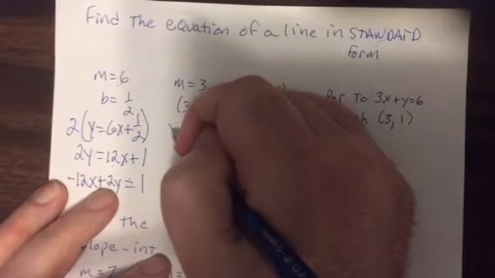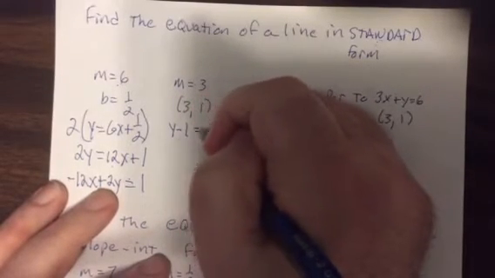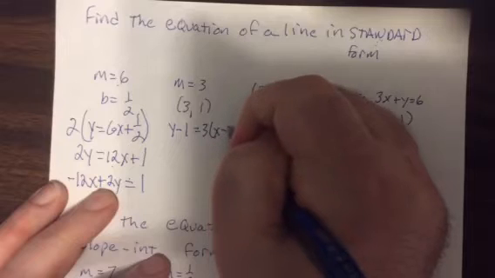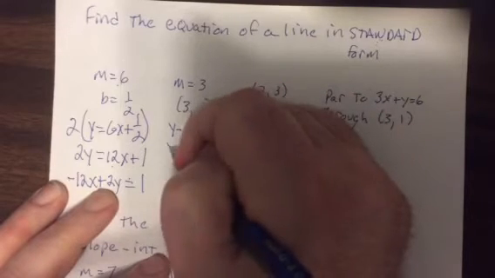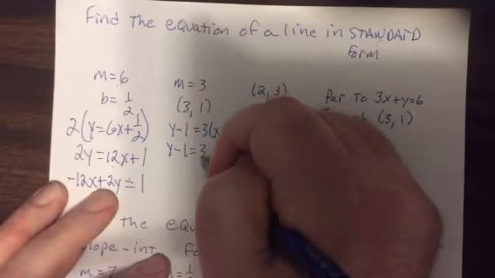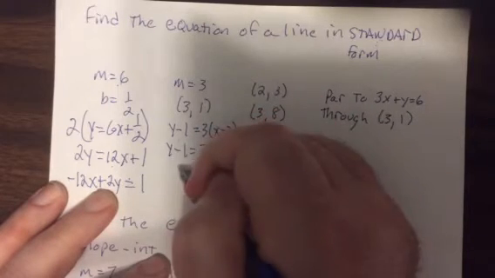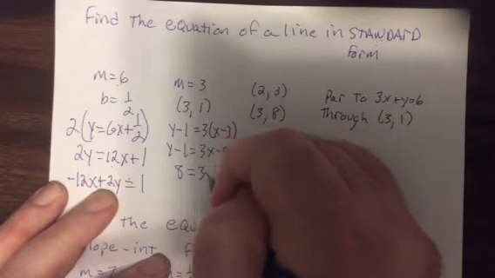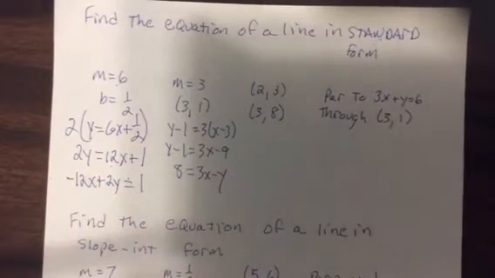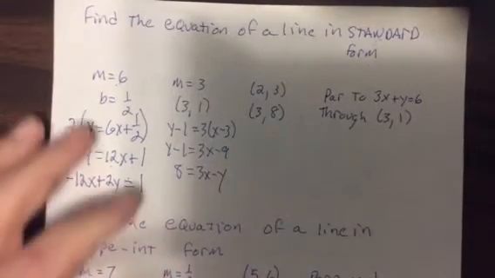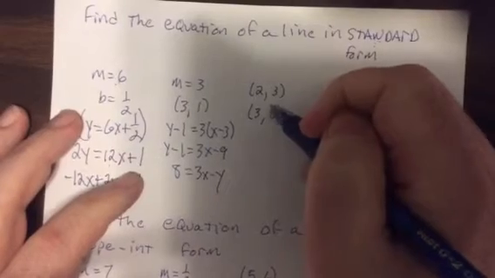Now I'm going to use point slope. Y minus 1 equals 3 times x minus 3. Y minus 1 equals 3x minus 9. I'm going to subtract y and add 9. Yay! So now, I got to find the slope.